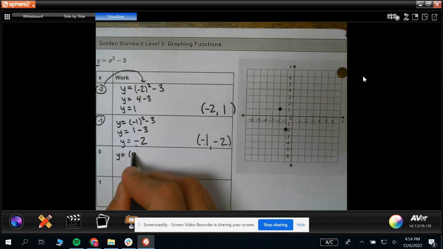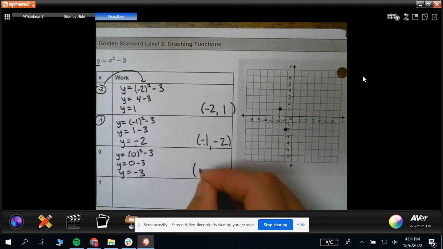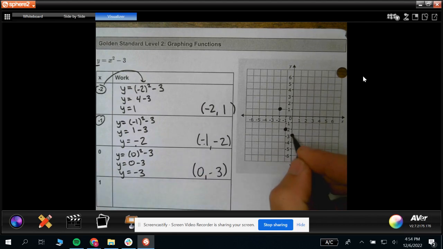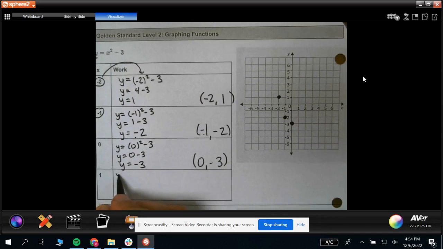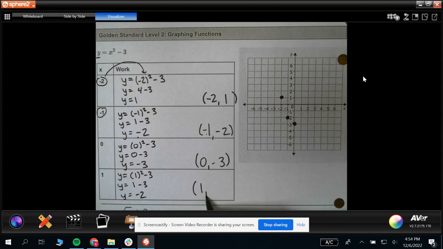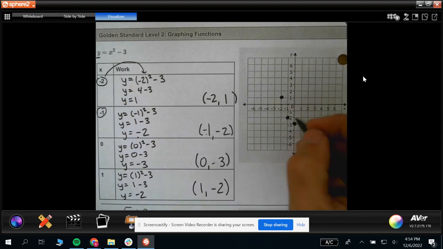Substitute in a 0. 0 squared minus 3. 0 times 0 is 0. So y equals -3. Our point, x is 0, y is -3. 0, -3 is right there. Last one, y equals 1 squared minus 3. 1 squared, 1 times 1 is 1. 1 minus 3 is -2. So our answer here is 1, comma, -2. That means we plot a point right here.